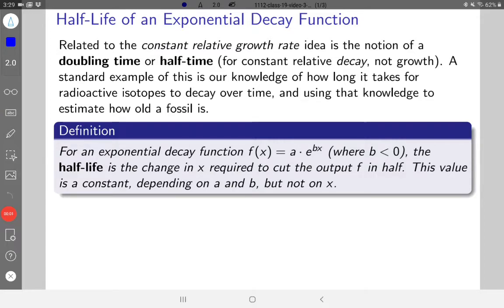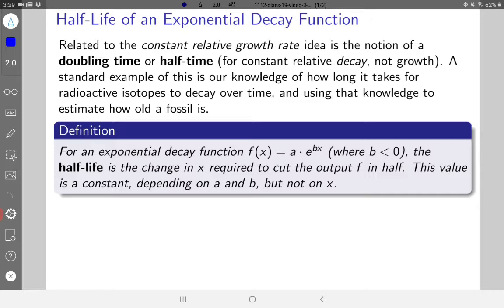Hello. In this video, we are going to use our knowledge of exponential functions and their properties to solve an interesting application question about the half-life of an exponential decay function. More specifically, we're going to use the radioactive decay of carbon isotopes to estimate how old a particular fossil is using an exponential decay function.